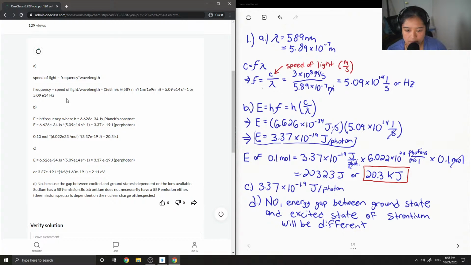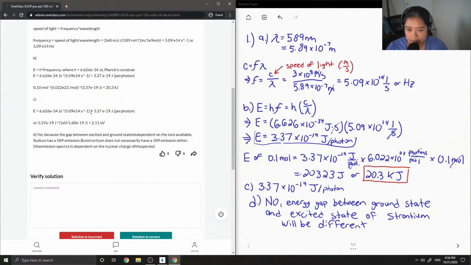For C, they had the 3.37 times 10 to the 19 joules per photon. And then they also converted to eV, which I didn't do, but it's still correct. And then, no, because the gap between excited and ground states is dependent on the ions available. Sodium has a 589 emission, but strontium does not necessarily have a 589 emission either. The emission spectra is dependent on the nuclear charge of the species.